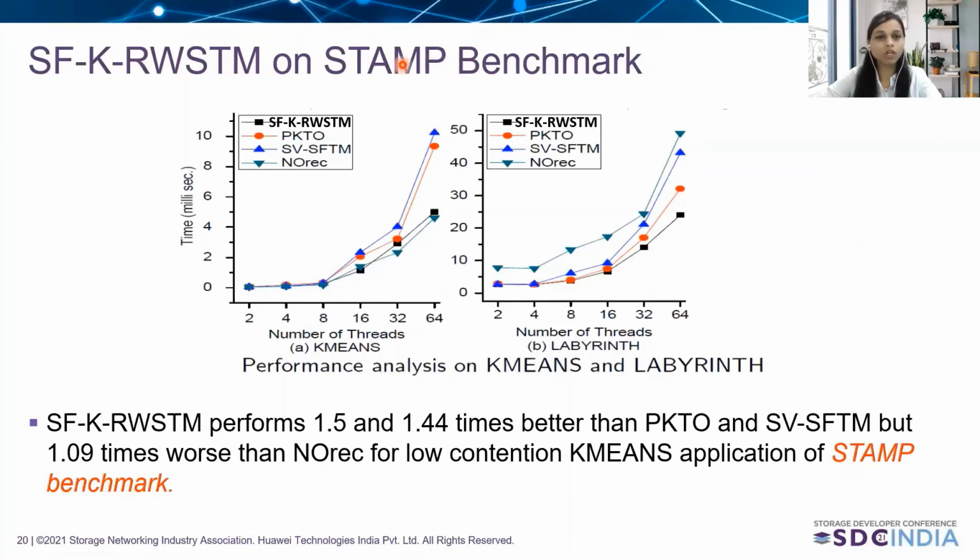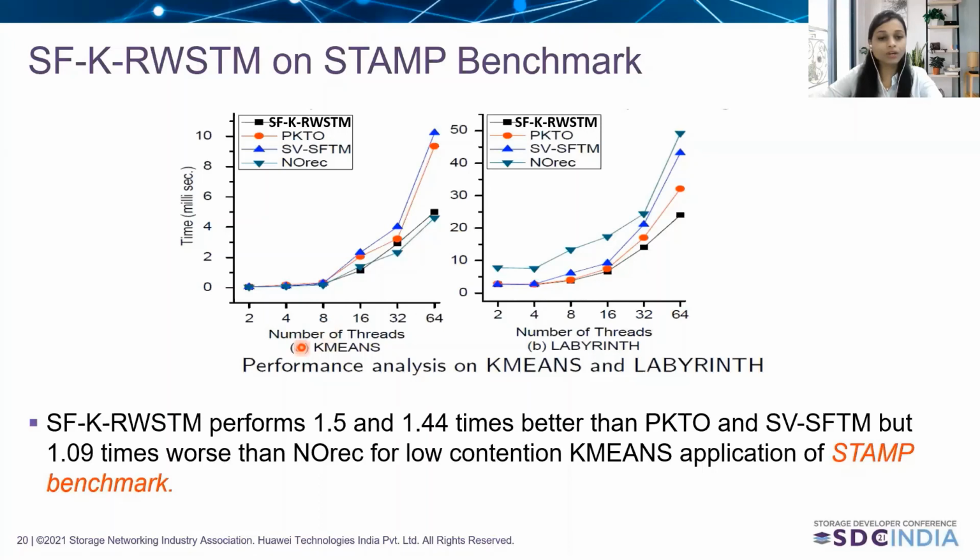We have also shown the efficacy of our algorithm against the state-of-the-art STMs on the STAMP benchmark. Basically, we have considered 2 applications from the STAMP benchmark: one is K-means and another one is labyrinth. Again, the x-axis represents the number of threads and the y-axis represents the max time taken by a transaction to commit in milliseconds. Here also lower is better.